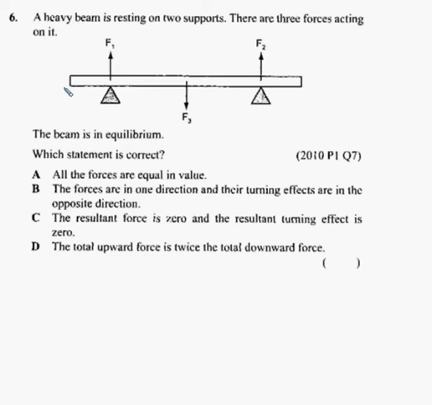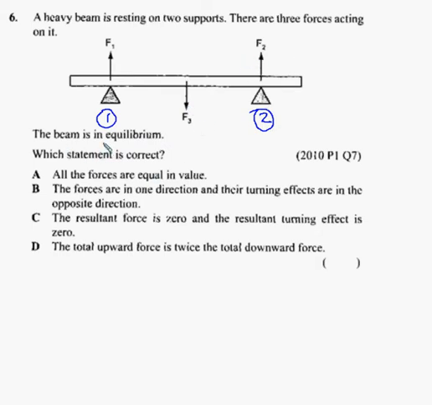Okay, let's now look at this question. It says that a heavy beam is resting on two supports. The support on the left is number 1, and the support on the right is number 2. There are three forces acting on it, F1, F2, and F3 at the bottom.